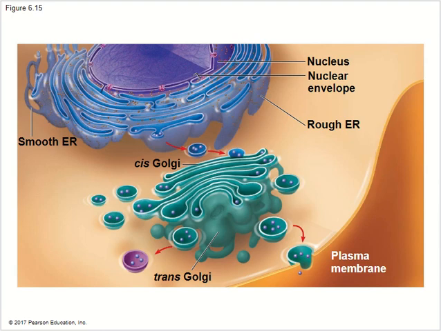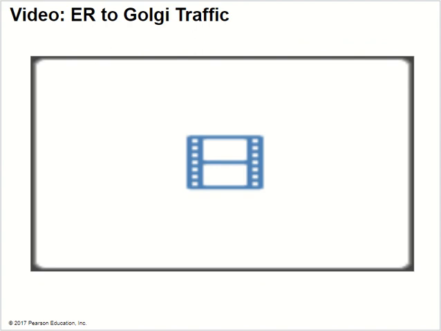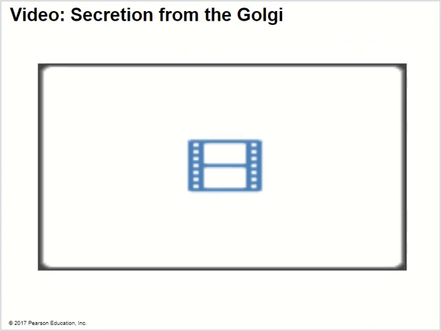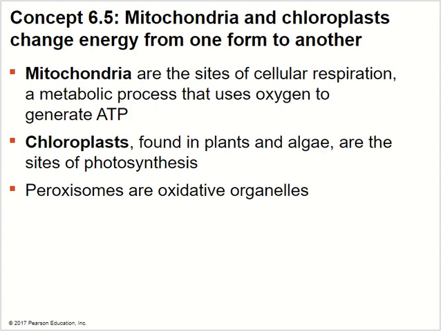Allowing for unique points in the cell to have different functions. The mitochondria, those are sites of cellular respiration, a metabolic process that uses oxygen to generate the energy molecule adenosine triphosphate. Chloroplasts, found in plants and algae, are the sites of photosynthesis. Peroxisomes are oxidative organelles.